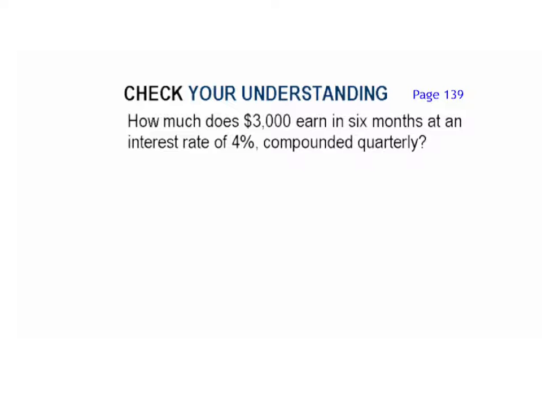All right, here's a check your understanding. It's also on page 139. It says, how much does $3,000 earn in 6 months at an interest rate of 4% compounded quarterly? At the risk of being boring and repeating myself, it's I equals PRT. Now our principal is $3,000. Our rate is 0.04. And of course, we are compounding quarterly, so 0.25.